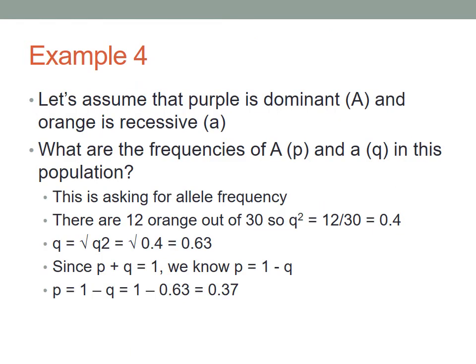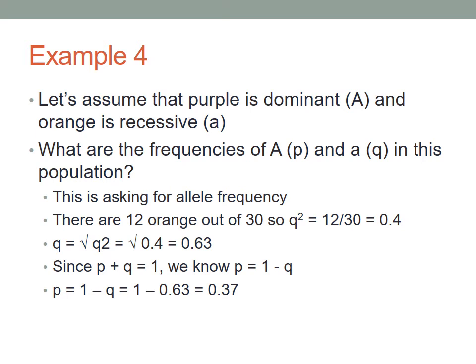So let's assume that purple's dominant and orange is recessive. And so we don't have to use the letter p and confuse ourselves, I picked A for purple and orange. And because purple is dominant, it's a big A. Because orange is recessive, it's a little a. So then what are the frequencies of big A and little a, or p and q for this population? This is asking for allele frequency. Remember, the letters just p and just q, that's all about allele frequency.